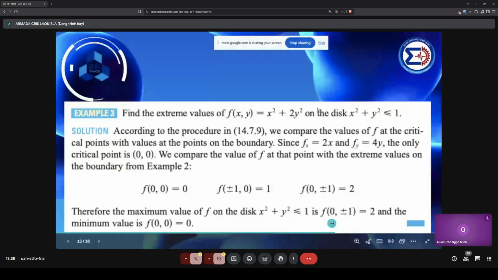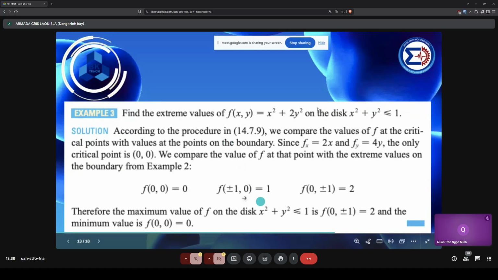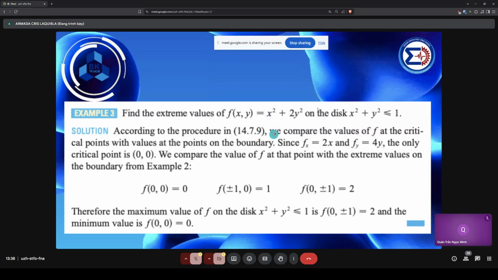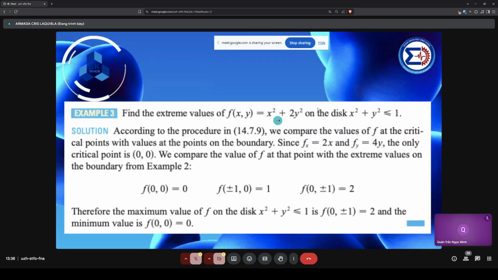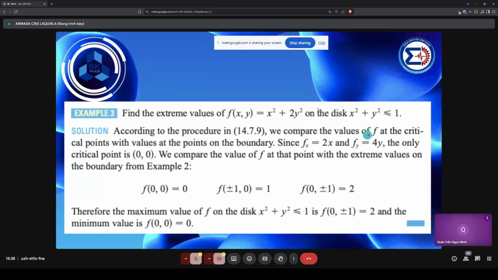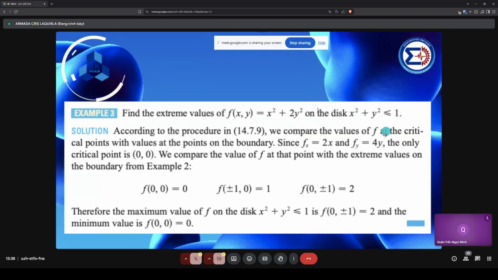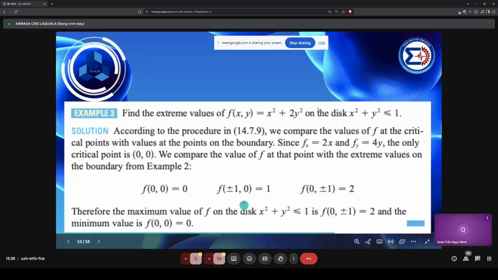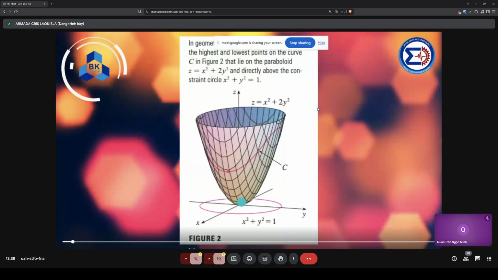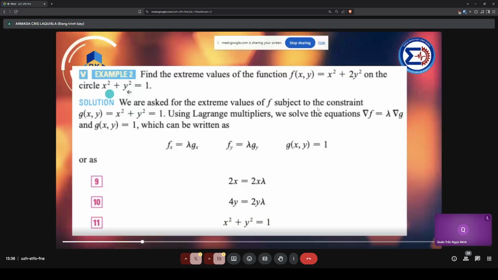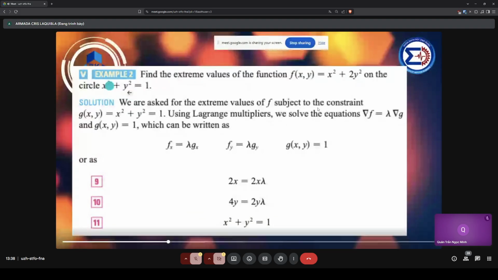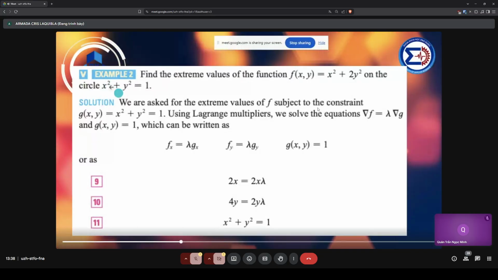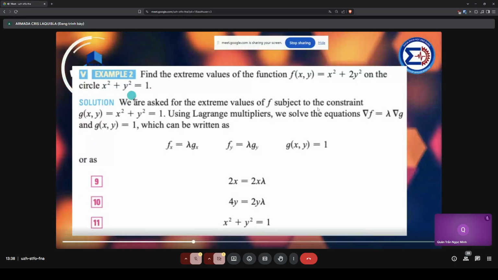Next, find the extreme values of f of x, y, z equals x squared plus 2y squared on the disk x squared plus y squared is less than or equal to 1. The difference from the previous example is that we only have the circle. Look here. The function is the same, but here it is only the points on the circle, x squared plus y squared is equal to 1.